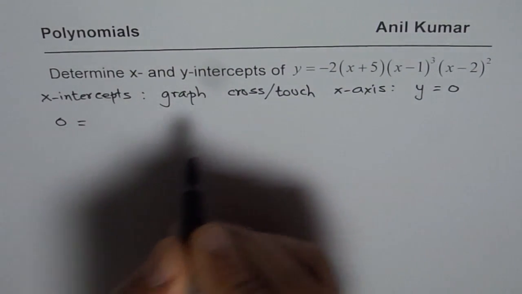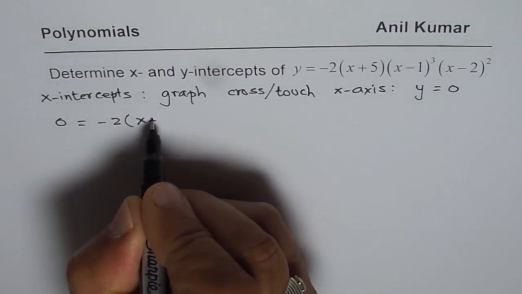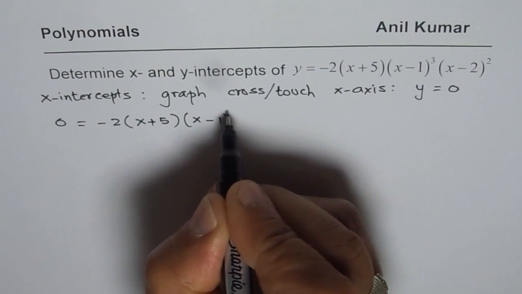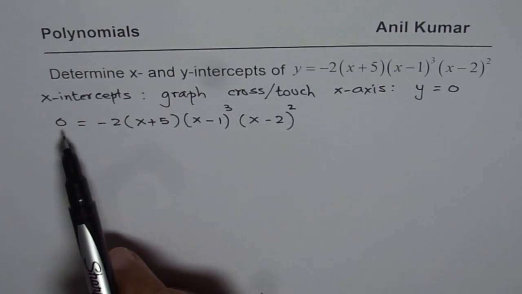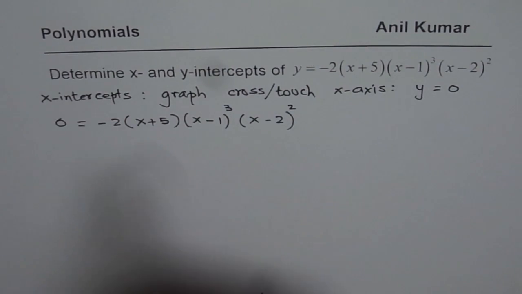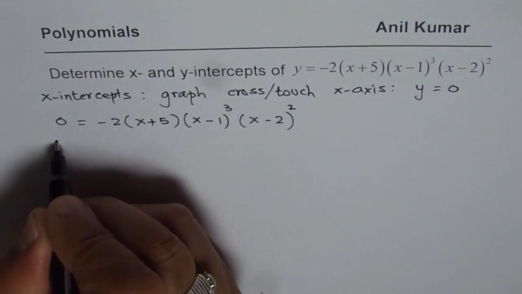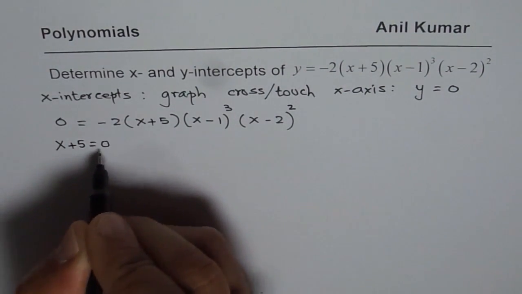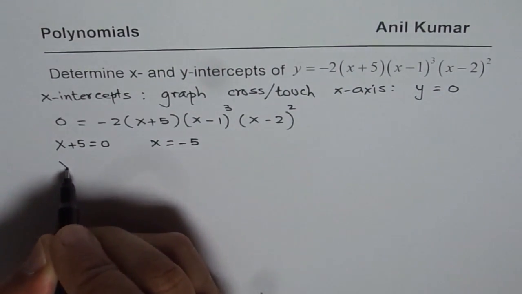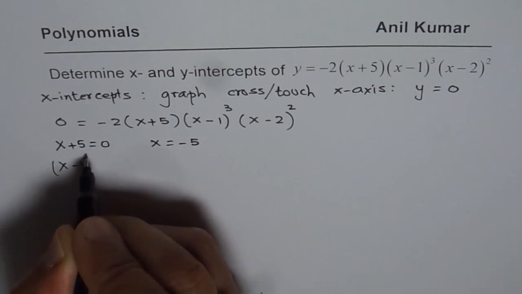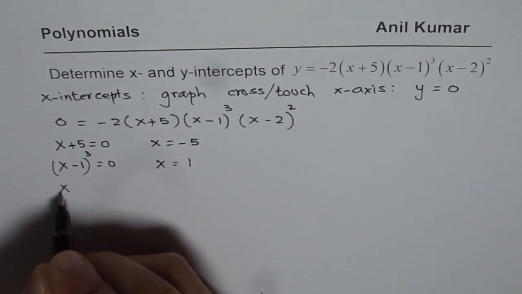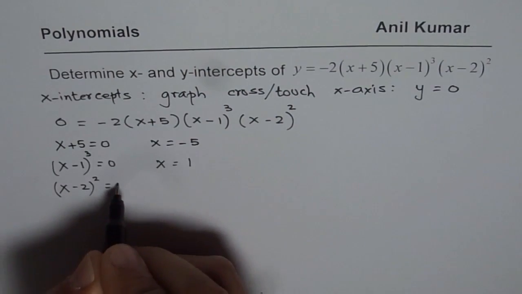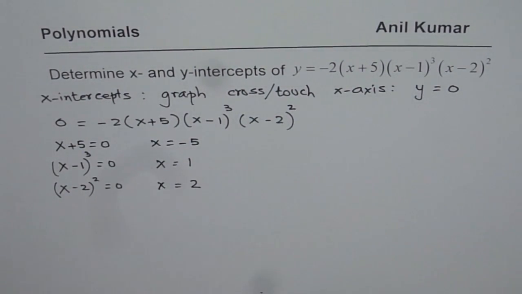If I substitute 0 for y in this equation, I get 0 equals minus 2 times (x plus 5) times (x minus 1) whole cube times (x minus 2) whole square. Now 0 has a unique property. These are the factors, so we could get three different solutions. We can equate x plus 5 equals 0, that gives x equals minus 5. We equate (x minus 1) whole cube equals 0, and that is 0 for x equals 1. And we equate the third factor, (x minus 2) whole square, to 0 also, so that is at x equals 2. So we have three different x-intercepts for the given polynomial.